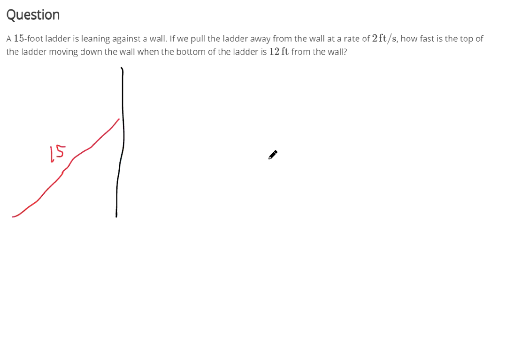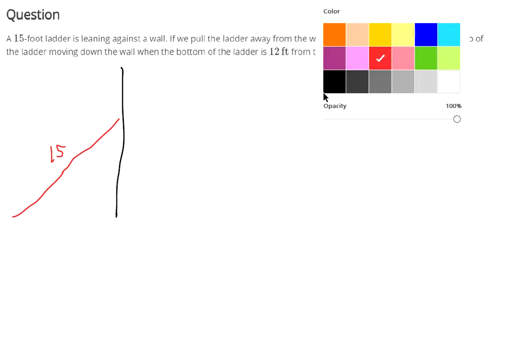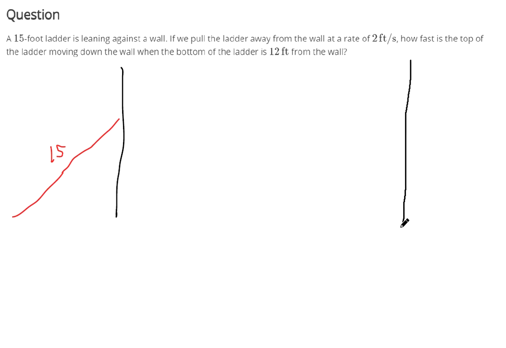It's leaning against the wall. If we pull the ladder away from the wall at a rate of 2 feet per second, so this distance here, the ladder is moving in this direction 2 feet per second. So how fast is the top of the ladder moving down the wall? It's here, then we pull it further away, so it's here.